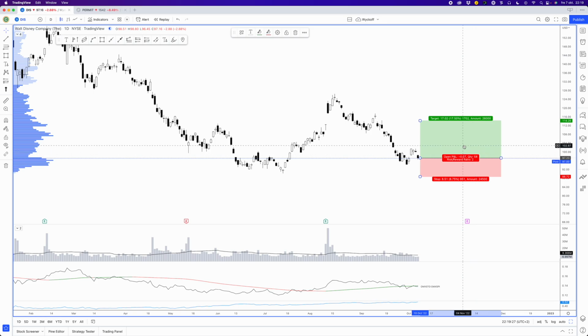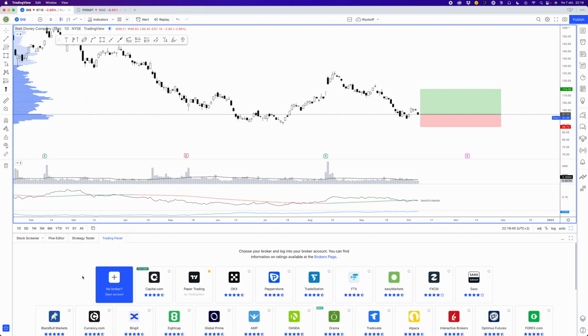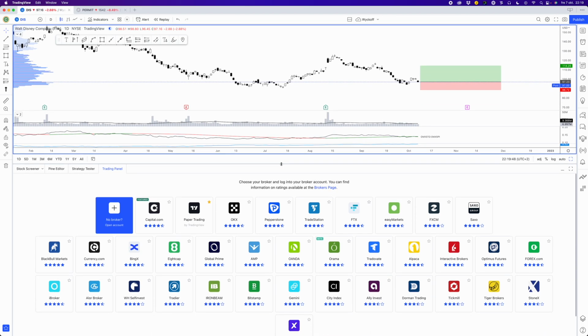Now we're going to be automatically entering this trade into the paper trading account of TradingView. So let's open that trading panel, and once you have that open, you need to connect up your paper trading account if you haven't already done so. These are all the brokers that TradingView has available for you. If you have any of these brokers, you can trade live money inside TradingView, but we're not going to be trading live money. We're just going to practice. So we're going to use the paper trading account that comes bundled with TradingView. Just connect that up.